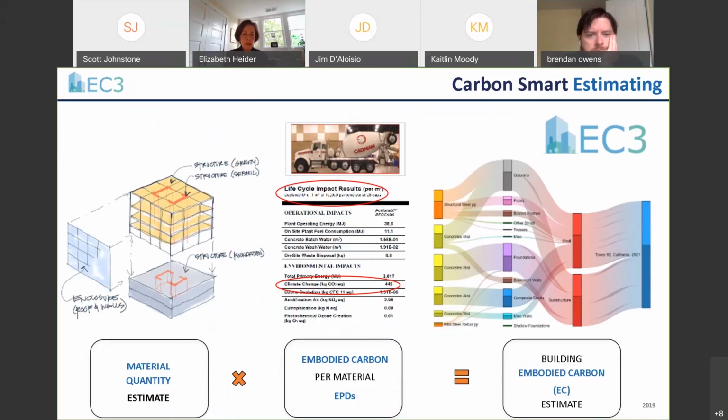EC3 supports decisions that are made early in design when you can actually make a difference. A lot of the modeling tools in the past allowed you to understand how much carbon was in, but it was done after the fact, so you didn't really have a chance to make an impact. So the EC3 tool takes quantities that would be developed for cost estimates early in the design phase. Then you multiply them by the embodied carbon equivalent that is taken from EPDs, which of course are like nutrition labels for building products. And then the tool generates an embodied carbon estimate. It's pretty simple math.